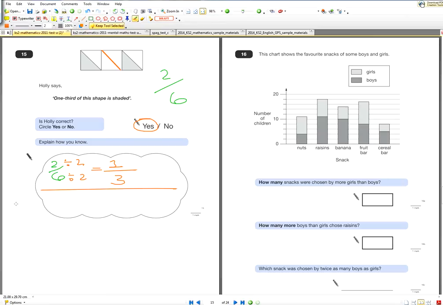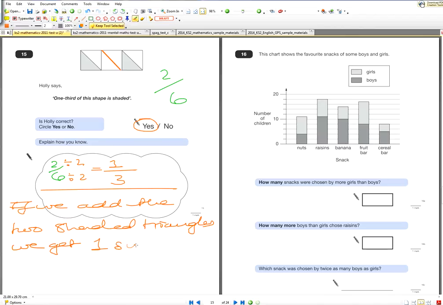The second one is, if we add the two shaded triangles, we get 1 square. There are 3 squares in total. Are you writing this down, Zena? Yeah, I am. You are? It doesn't look like it. Therefore, 1 out of 3 is shaded.